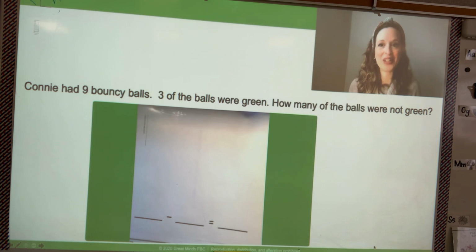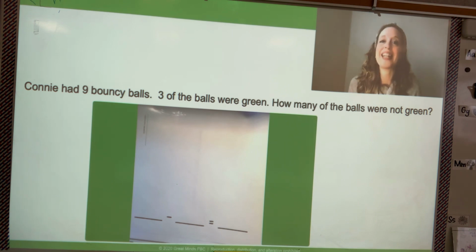Close your eyes and try to picture this story in your head. Are your eyes closed? Okay. A kindergarten student, Connie, had 9 bouncy balls. 3 of the balls were green. How many balls were not green? Open your eyes.